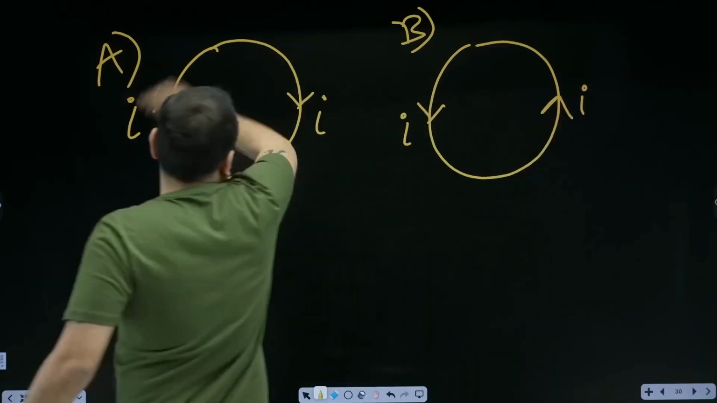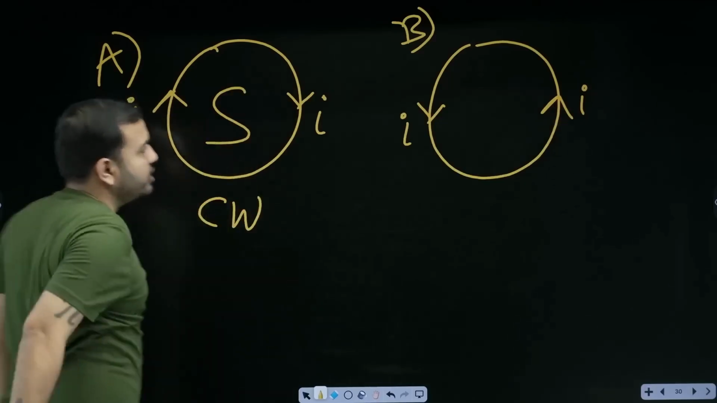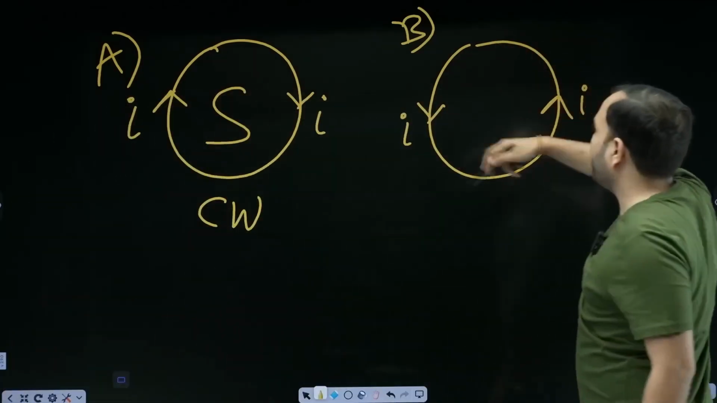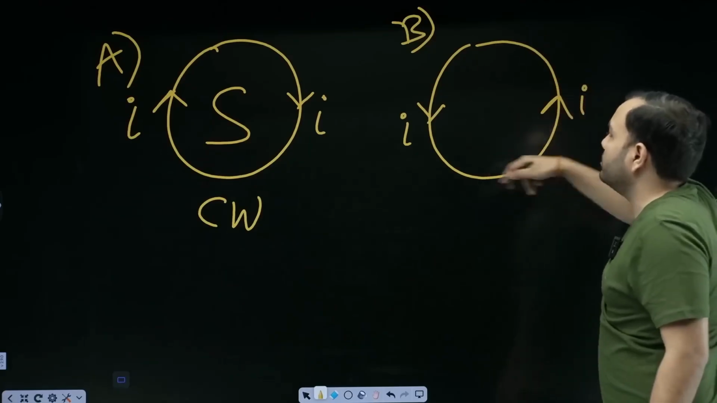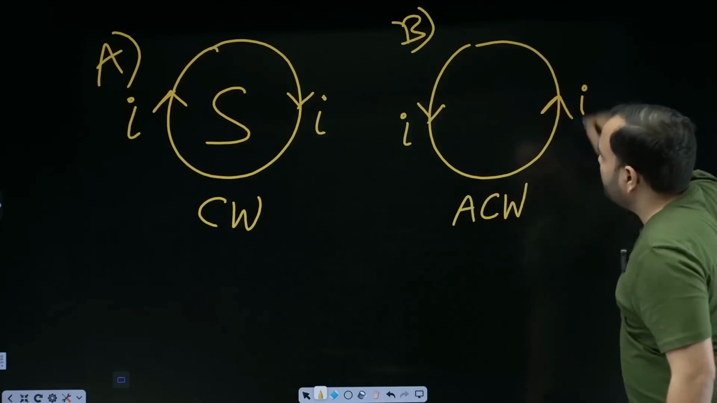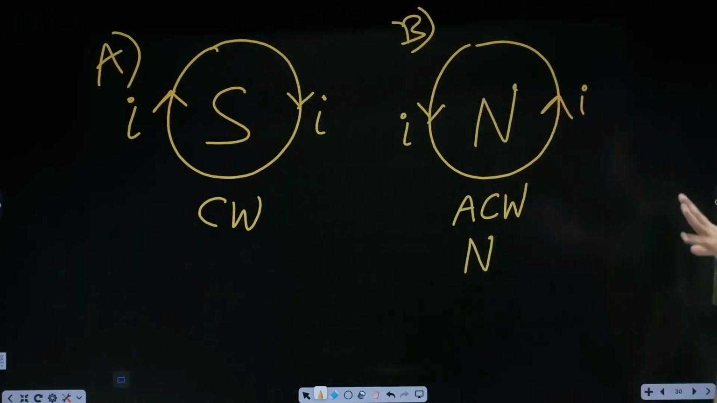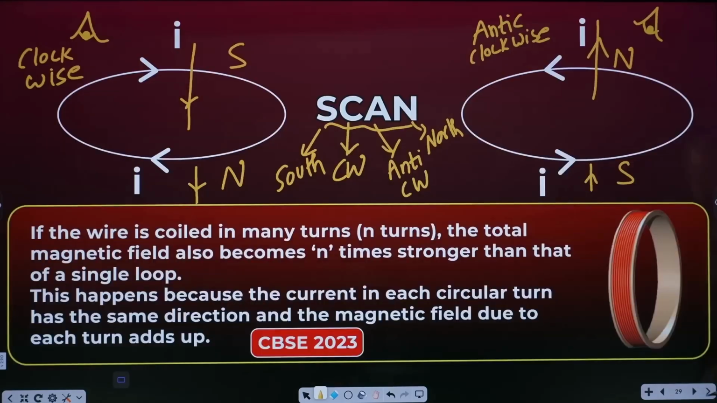Quickly. What kind of current is this looking like? It looks clockwise. So which pole will this be? It will be south pole. What kind of current is looking like this? It looks anti-clockwise, ACW, opposite to the clock, rotating in the left-hand way. Which pole will it be? North pole. Is it clear? You will catch it now? Very good. Come on.